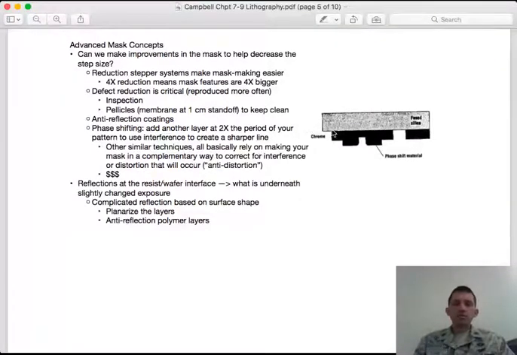It also can be dealt with by planarizing the layers. So being careful, as you add layers to your device, to make sure that each layer is filled in and doesn't create a pronounced surface topography.